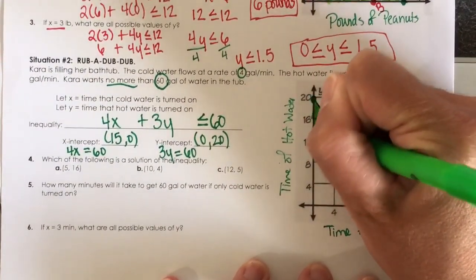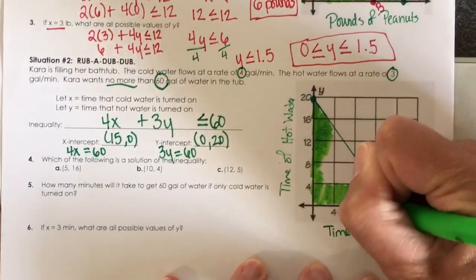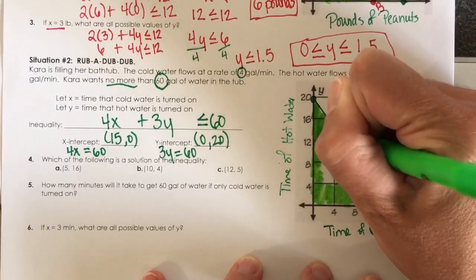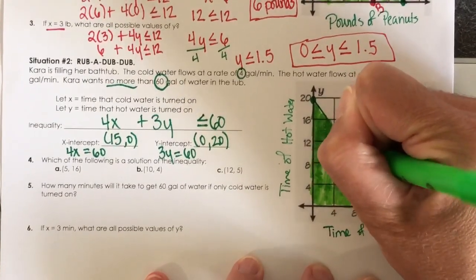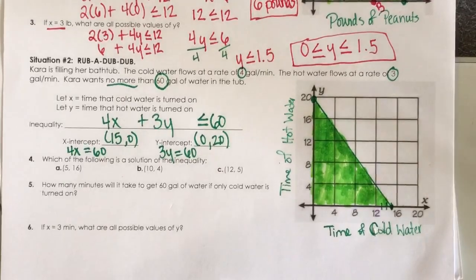We're also going to be working in the positive quadrant because you can't have a negative amount of water in the tub. You can have no hot, you can have no cold, but you can't have anything in the negative. So we're going to be working in the positive quadrant.